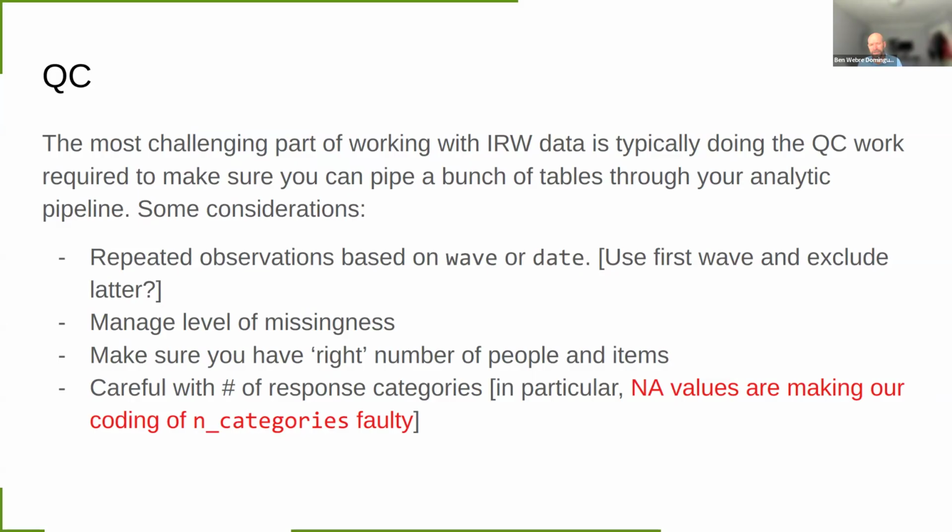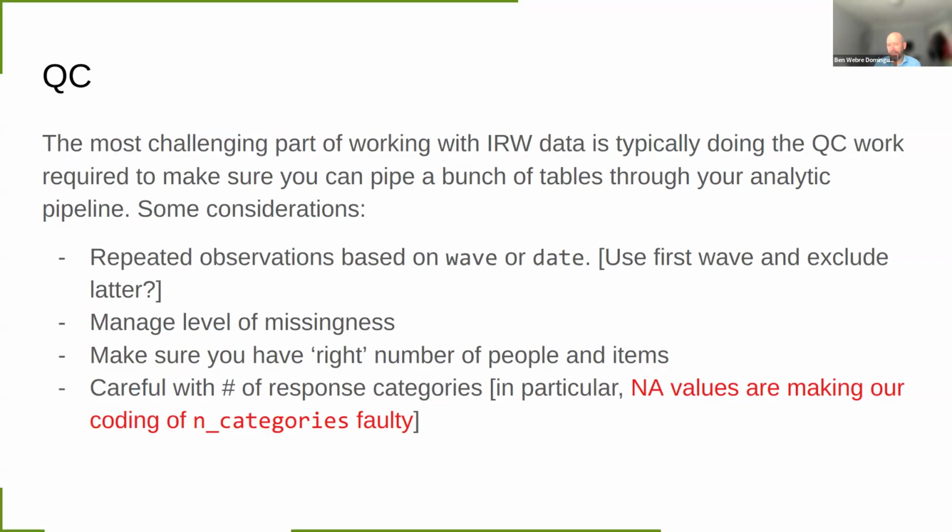Another issue is that there's missingness with respect to the responses that a person might supply to an item. In some cases, we have very sparse item response tables. In other cases, we have very dense item response tables and even multiple attempts. And this issue of the density of item responses is something that one needs to manage to apply many kinds of standardized tools. You're also going to want to make sure you have the right number of people and items.